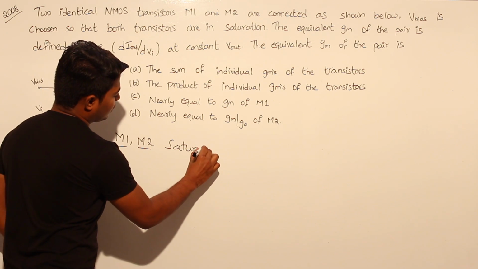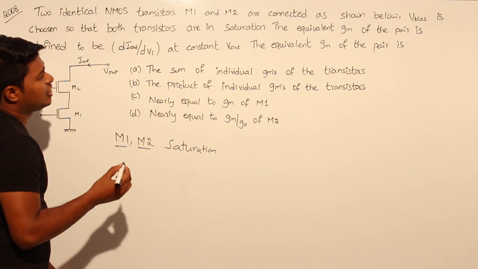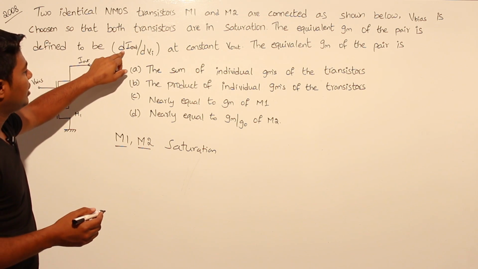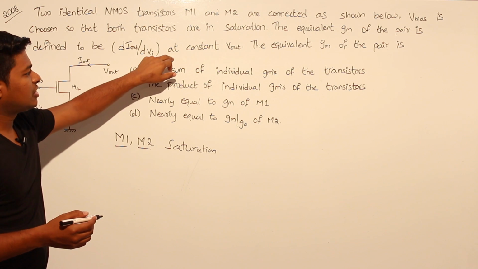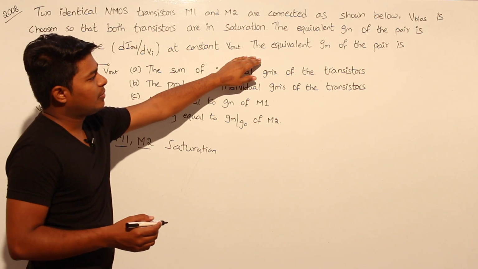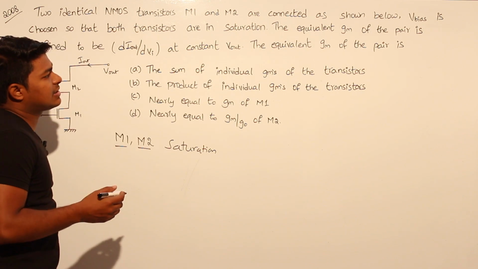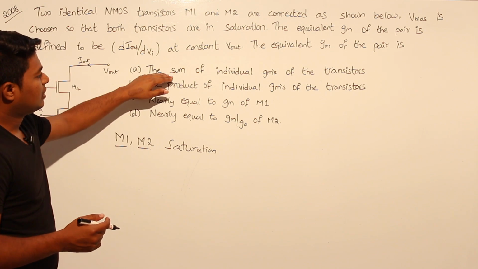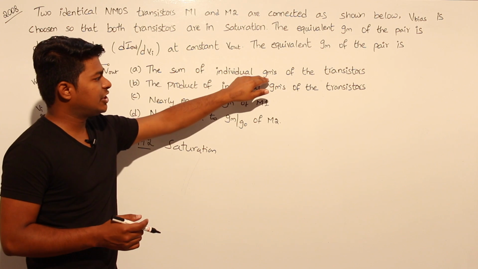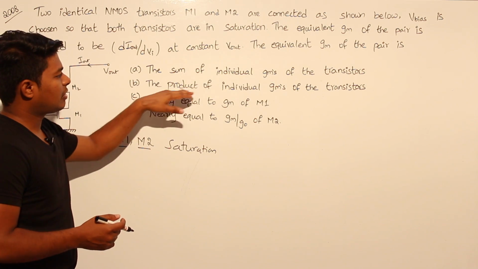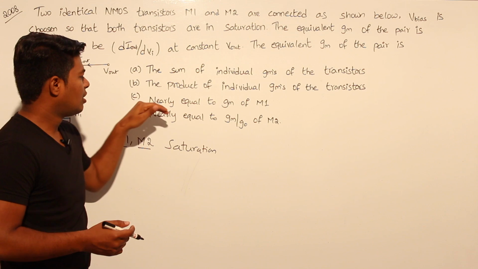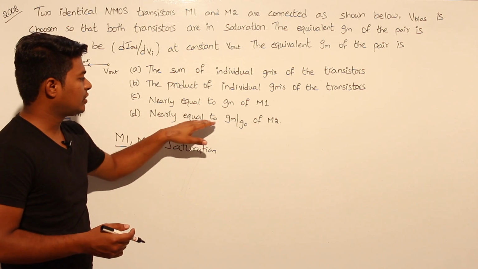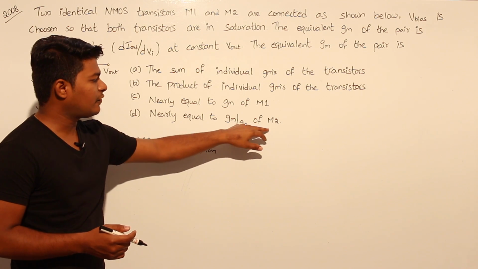Now the equivalent GM of the pair is defined to be d Iout by dVi at a constant Vout. They are asking for the equivalent GM of the pair. They have given the options. Option A, sum of the individual GMs of the transistors. Option B, the product of individual GMs of the transistors. Option C, nearly equal to the GM of M1. Option D, nearly equal to the GM by G0 of M2.